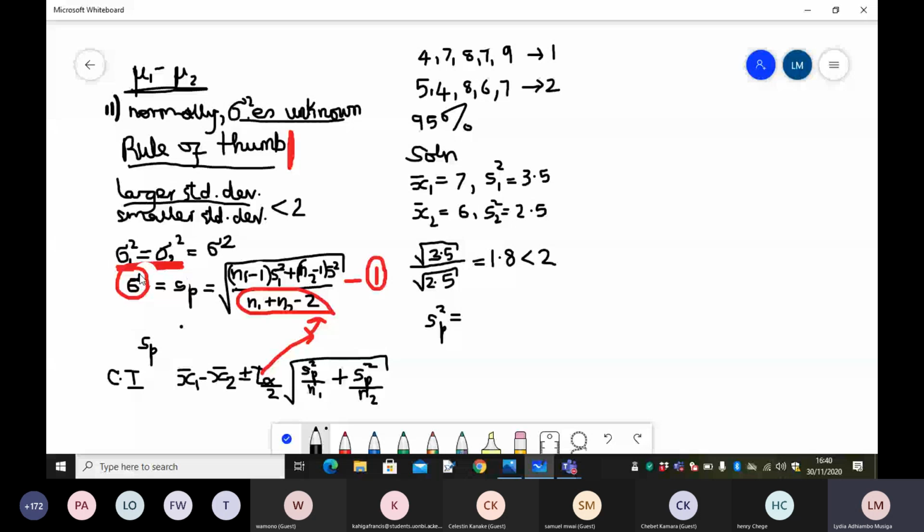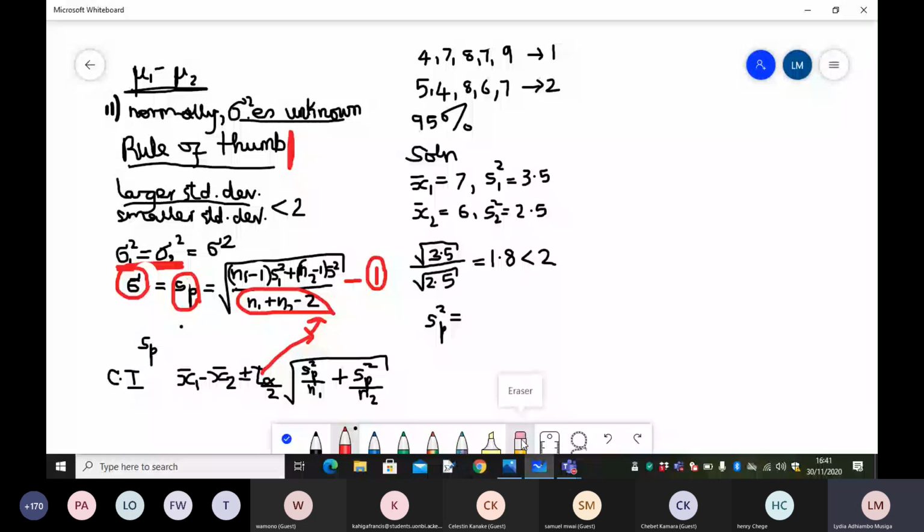Okay, so I'm just saying that sigma, which is a population standard deviation, is estimated by the pooled sample standard deviation, which is given by the square root of the quantity in equation 1.